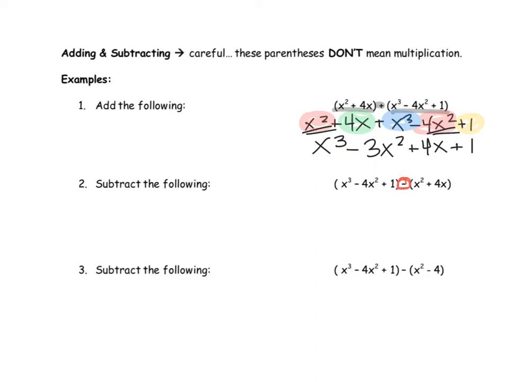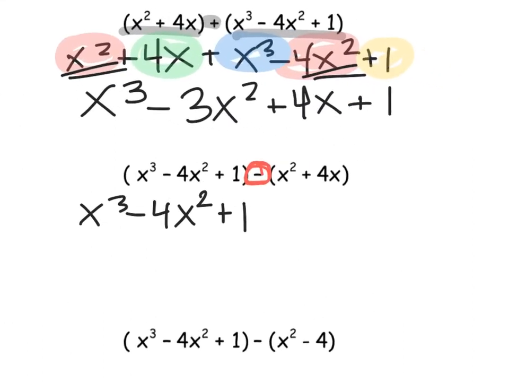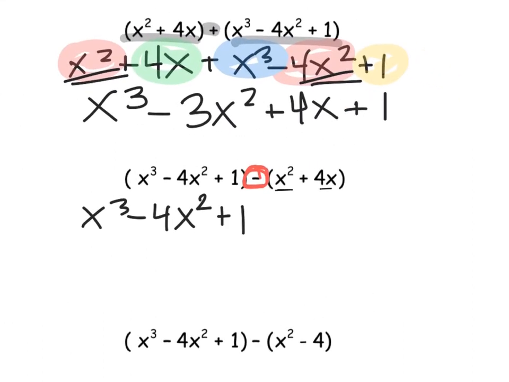So the first polynomial we just have, it's just x cubed minus 4x squared plus 1. But my second polynomial, I am subtracting each of these terms. So I need to think of this as subtracting a positive x squared and subtracting a positive 4x. So notice that that is a subtraction here of a positive x squared and a subtraction of a positive 4x. This is where we really need to watch out.